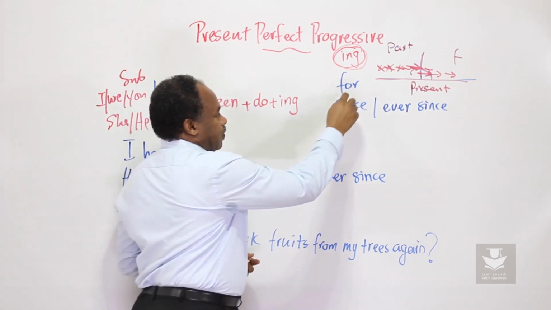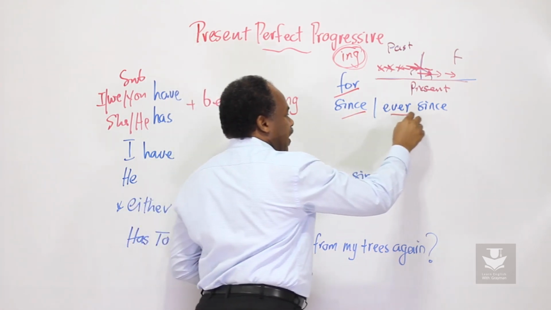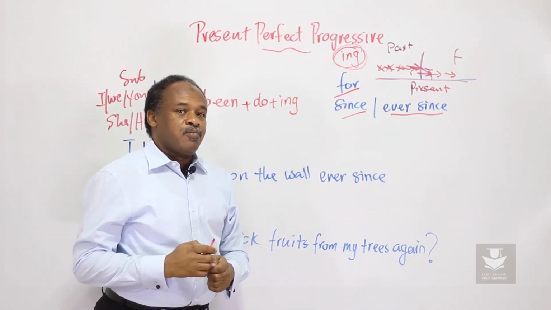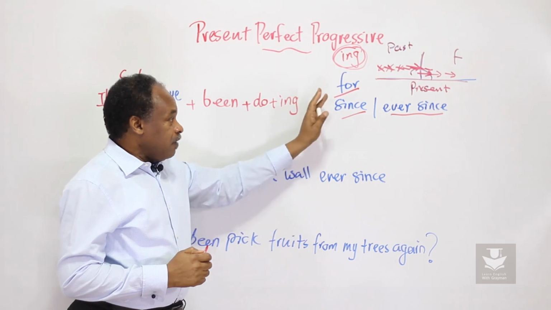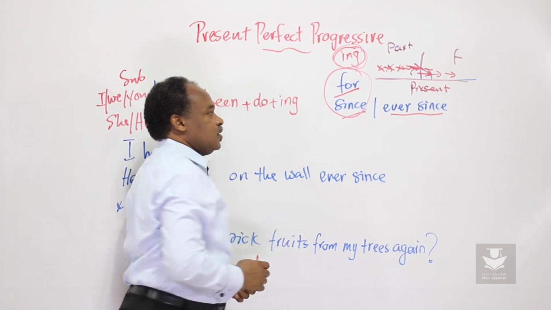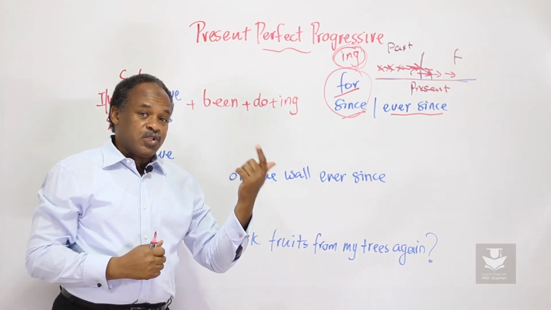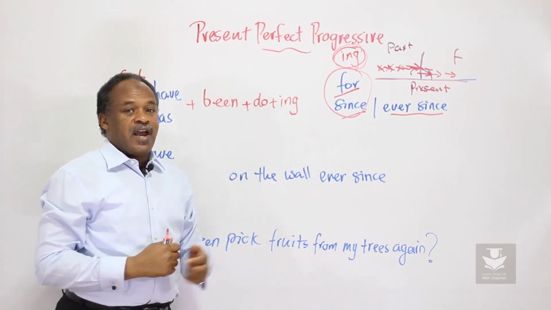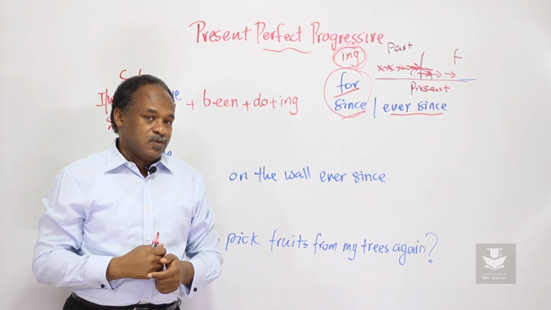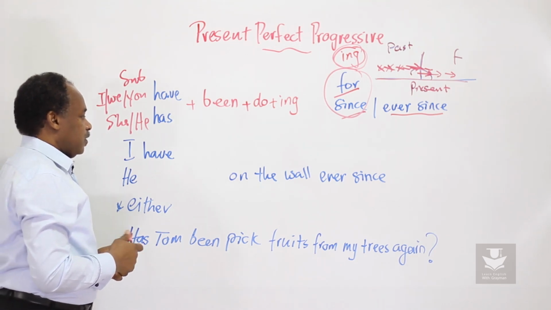We use for, since, or ever since with the present perfect progressive. I have a separate video about both since and for. If you didn't watch it, you can watch it and then come back and watch this after, because understanding how to use for and since is very important. But I'm still going to talk about them here briefly.